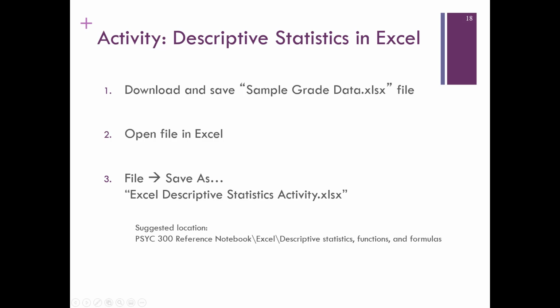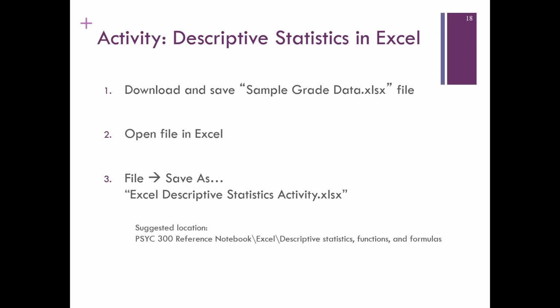To get this work started, go ahead and download and save the sample grade data Excel spreadsheet that's been given to you if you haven't done so already. There's a link provided in the lesson for you to download this file, and then you can open that file in Excel, and I'd encourage you to save that file as a different name. So for example, Excel Descriptive Statistics Activity. That way, if you come back to the reference notebook, for example, you'll know what the Excel workbook is for.